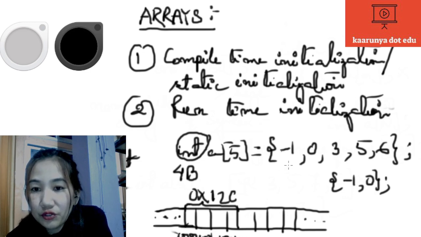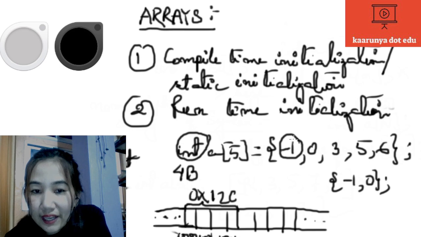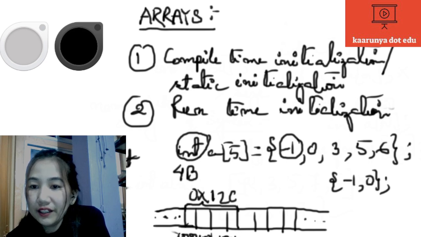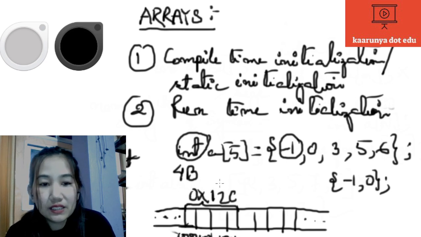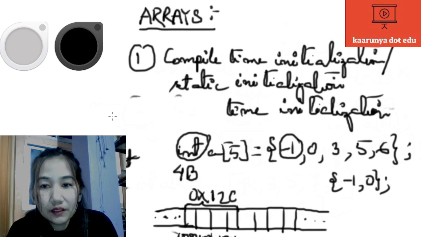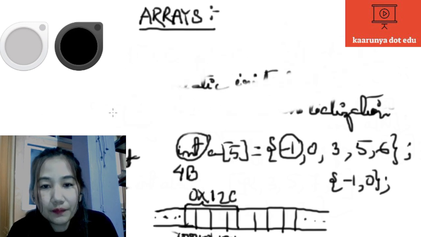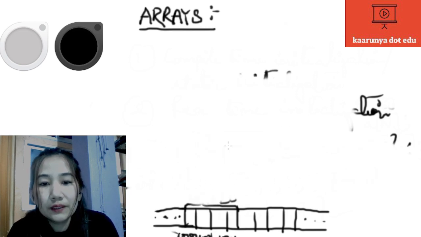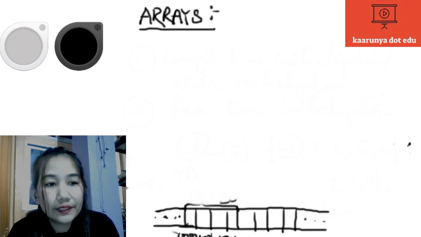For which value? For -1. For -1 it is going to occupy from here to here. So from here to here, the -1 value is going to be occupied. Let me rub this and write this properly. Okay, here. Alright.